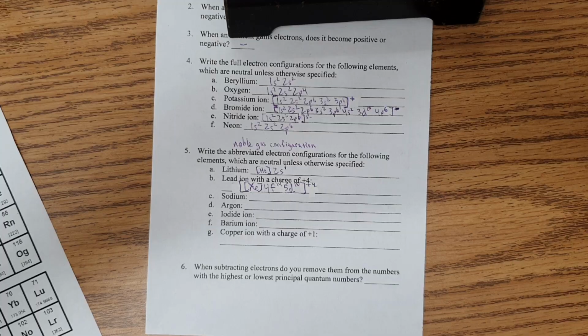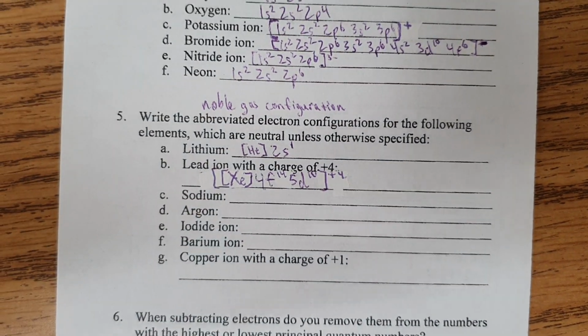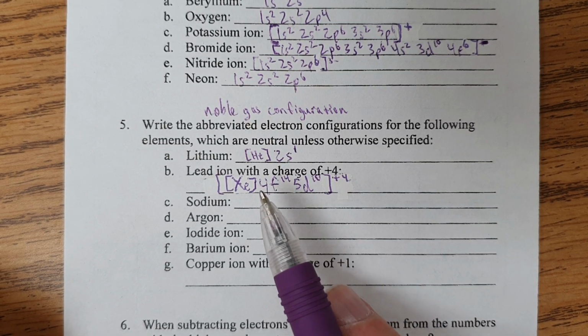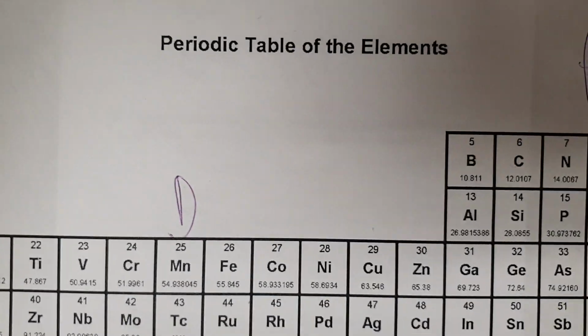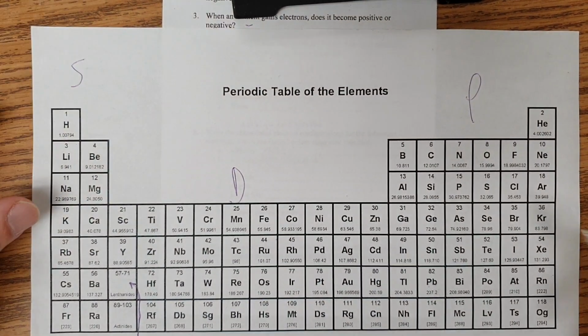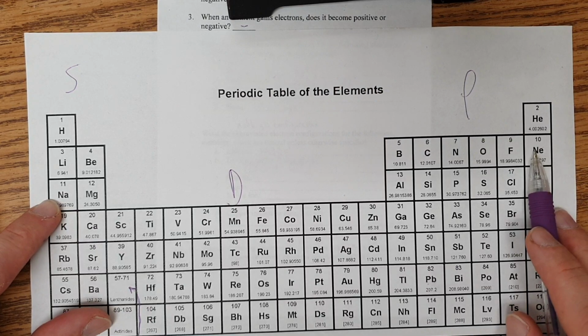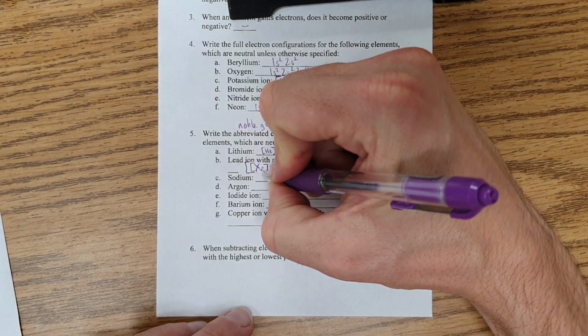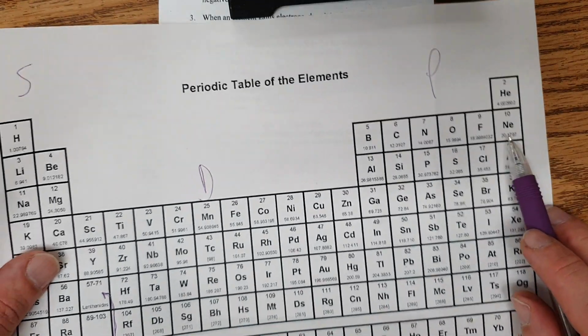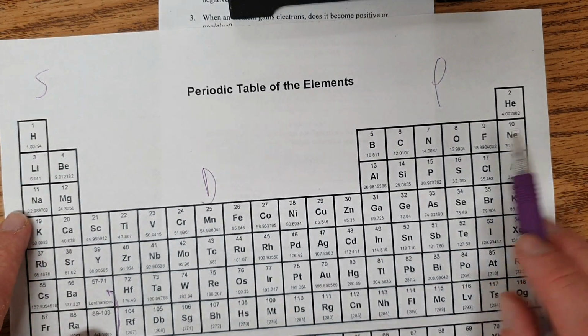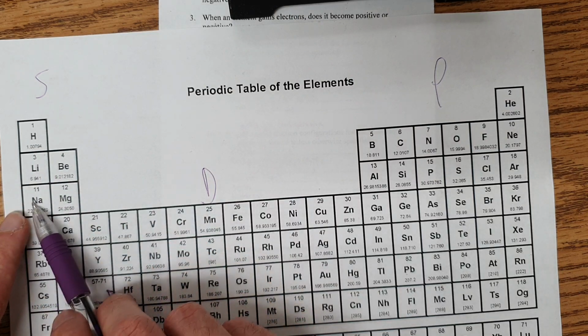Next, let's see. So that's a close-up look at it. Configuration for lead, noble gas, charge of +4. All right, sodium, we're going to do the same thing. Sodium, previous noble gas is neon. So I got neon, and then after neon comes, let's see, 1s2, 2s2, 3s2. So 3s1, because it's the first one.